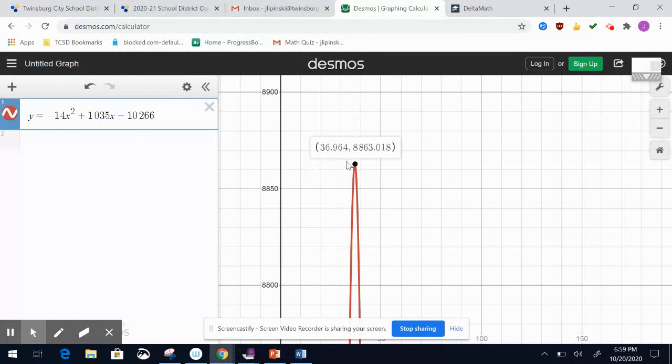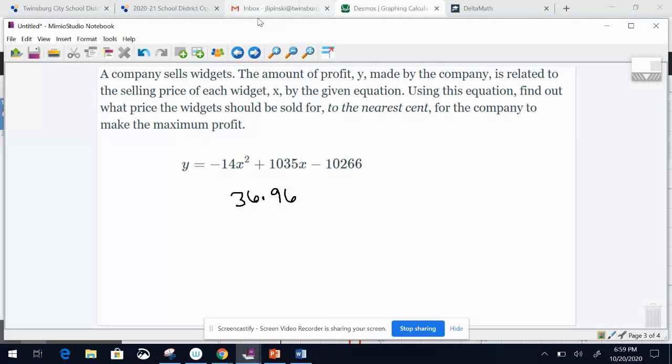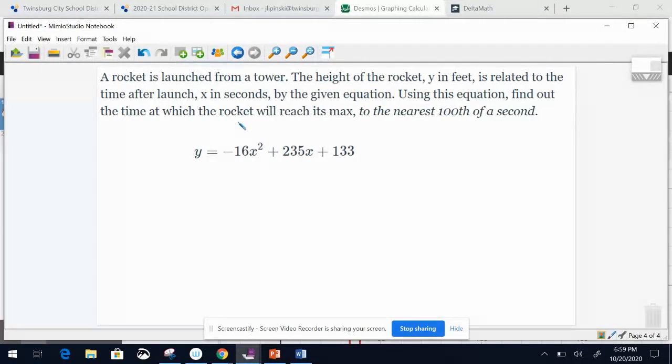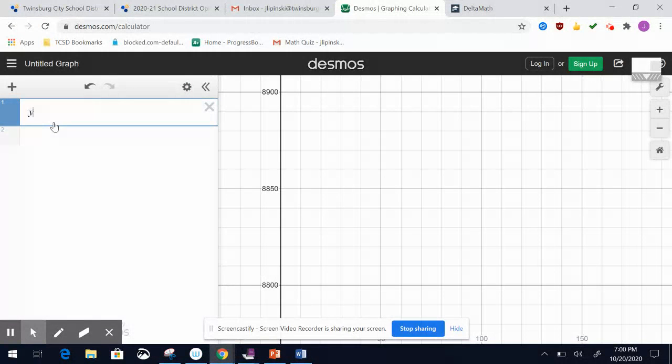Now, if it asks for what the maximum profit would be, then we would write the Y value down. There are some problems that ask for the Y value, so make sure you pay attention to what they're asking for. This next equation is going to be the same exact type of problem. This one says a rocket is launched from a tower. The height of a rocket, y, in feet is related to time after the launch in x seconds. Use this equation to find the time at which the rocket will reach its max to the nearest hundredth of a second. So we do the same thing. We want to plug this into Desmos here. We want to go to y equals, and I believe that was negative 16x squared.